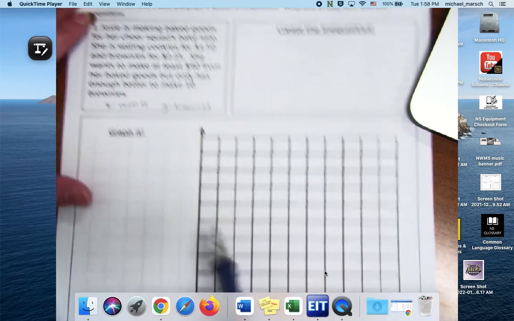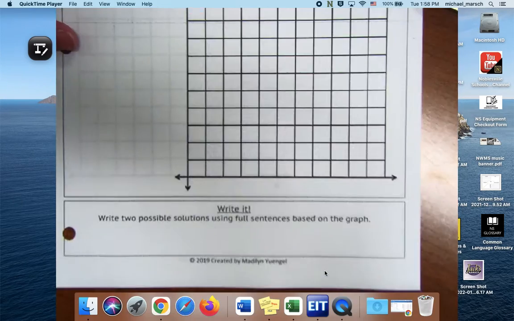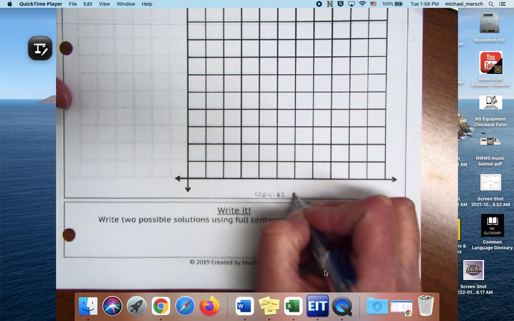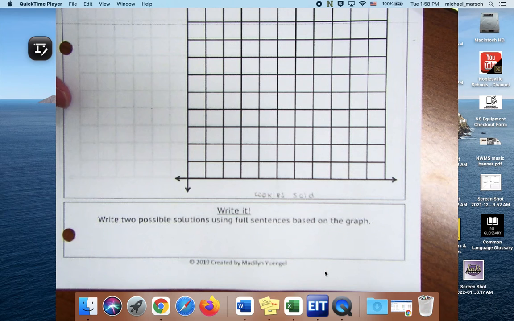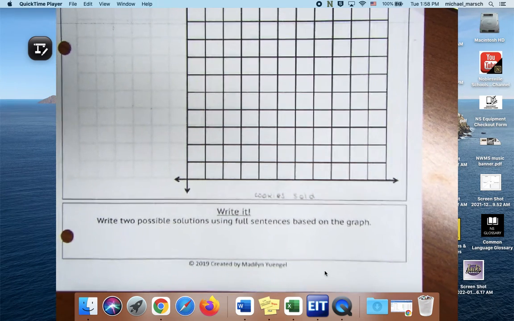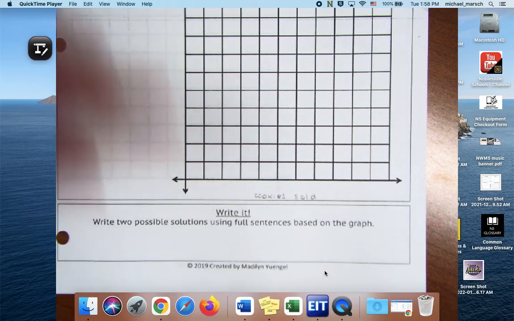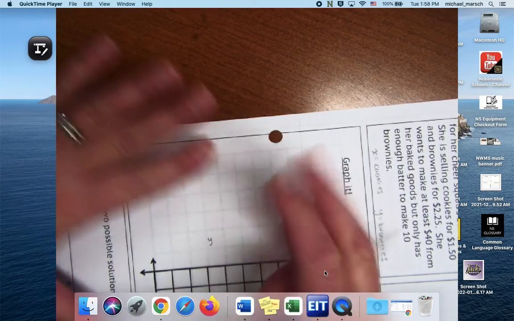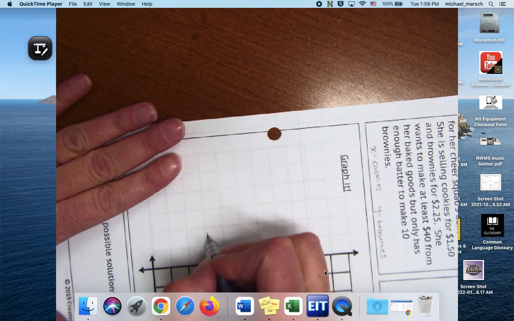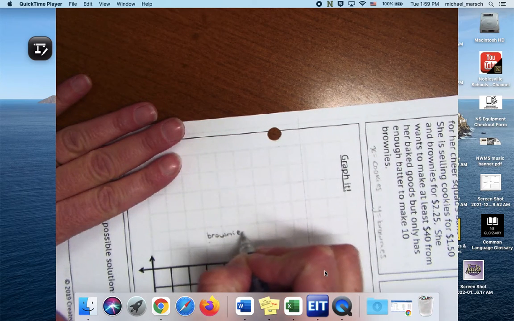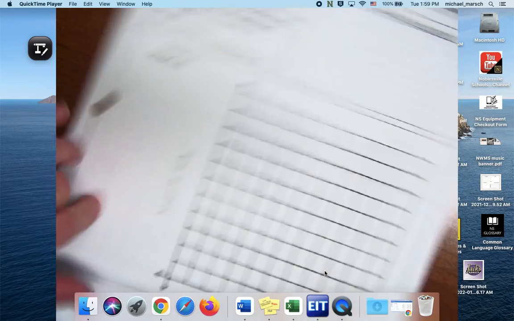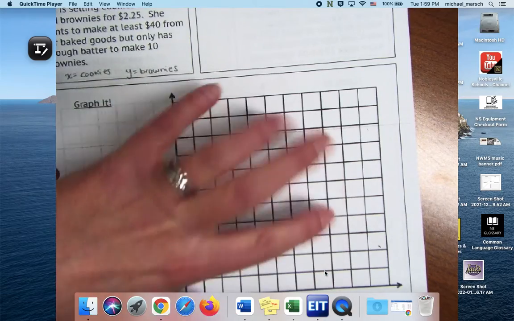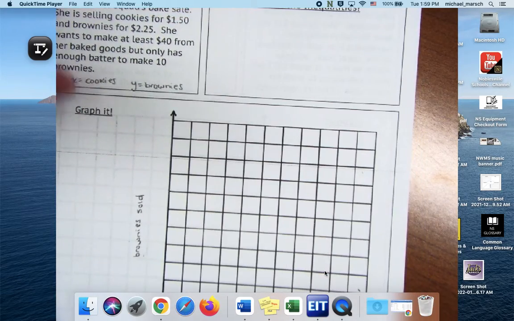Since X is cookies, the title of my X axis is going to be cookies. And she's selling them, so this is going to be cookies sold. And because I decided that Y was brownies, the title of my Y axis is going to be brownies sold. We're not going to label those increments yet because we're not 100% sure what we need them to be, right?